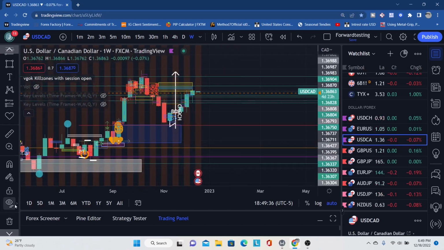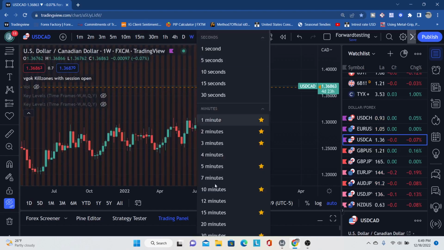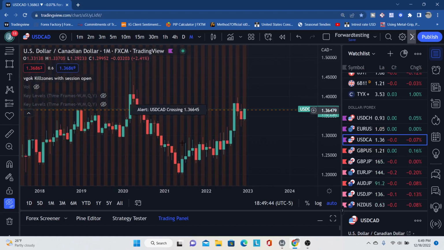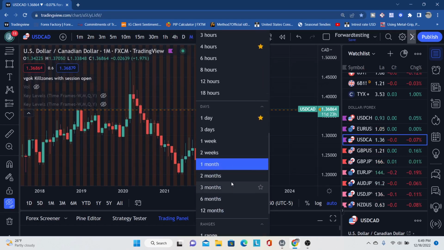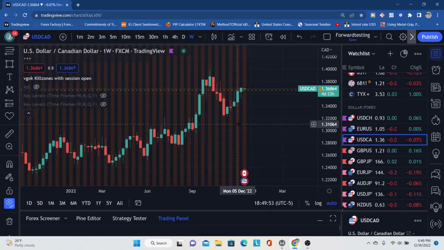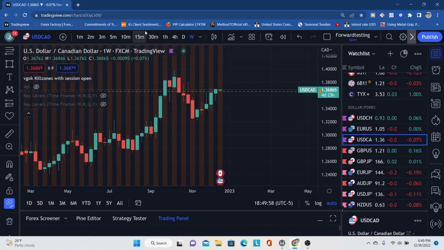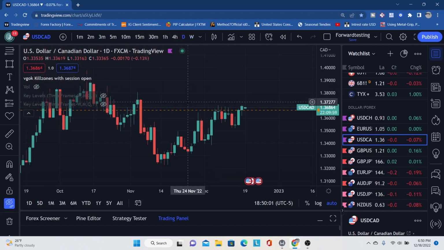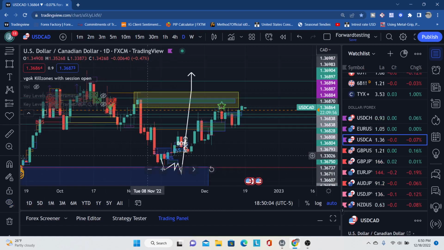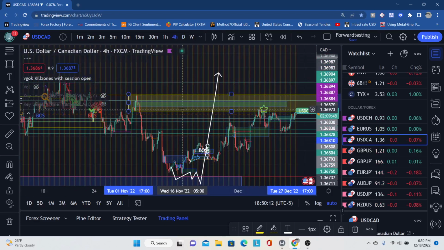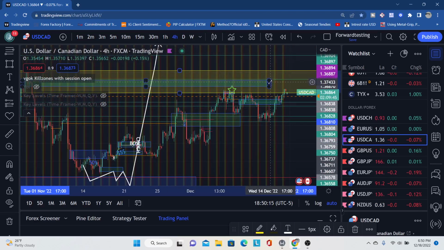USD CAD has been a bit interesting on the monthly. It's tapped this monthly demand, challenged this monthly supply, and not moved down all that much on the very higher time frames. Tapped this weekly demand, moved higher. It's coming into weekly supply though, so we could anticipate price to reverse again, find some rejection up here, maybe in this refined area, right in here, but I'm not totally sure.